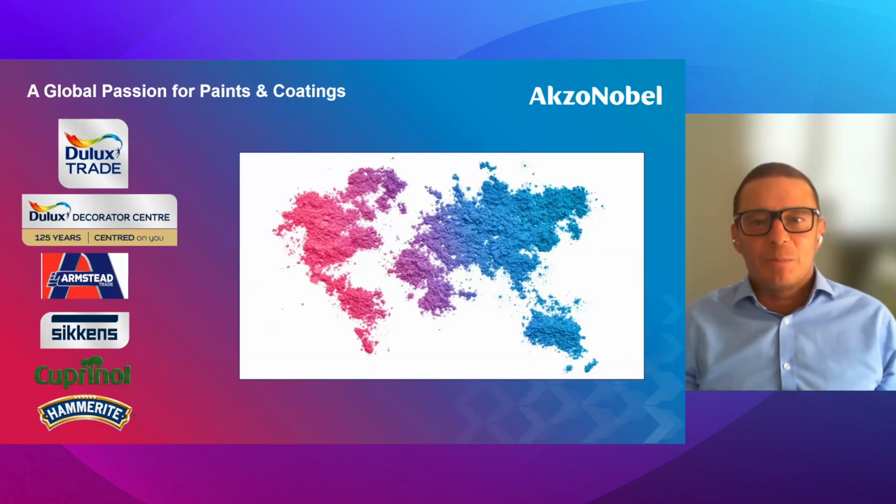As part of the AkzoNobel family, we're a global coatings manufacturer. Here in the UK, Dulux and our key brands such as Dulux Decorator Centre, Armstead, Sikkens, Cuprinol, and Ryde are some really well-known household brands. Also including the beautiful Dulux dog, who I can share with you is currently resting after having a litter of beautiful puppies.